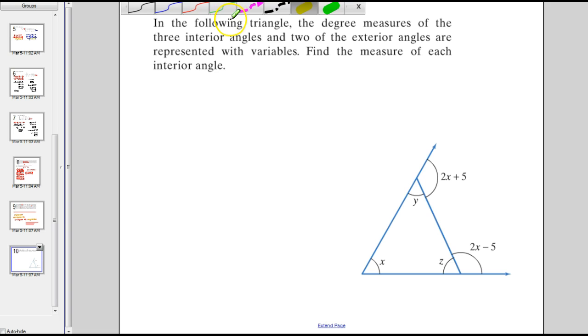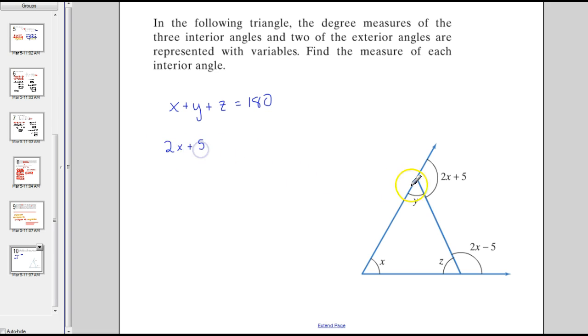Alright, now this problem you need a little bit of geometry knowledge to be able to set it up. The sum of the three angles of a triangle are always 180 degrees. Okay, and it doesn't mention that in here anywhere, but you have to know that to be able to set this up. So x, y, and z, if I add up the measure of those three angles, I get 180. Alright, and then this is a straight line, so this angle and this angle form a straight line, which is 180 degrees as well. So I get 2x plus 5, alright, that angle, plus y equals 180 also.